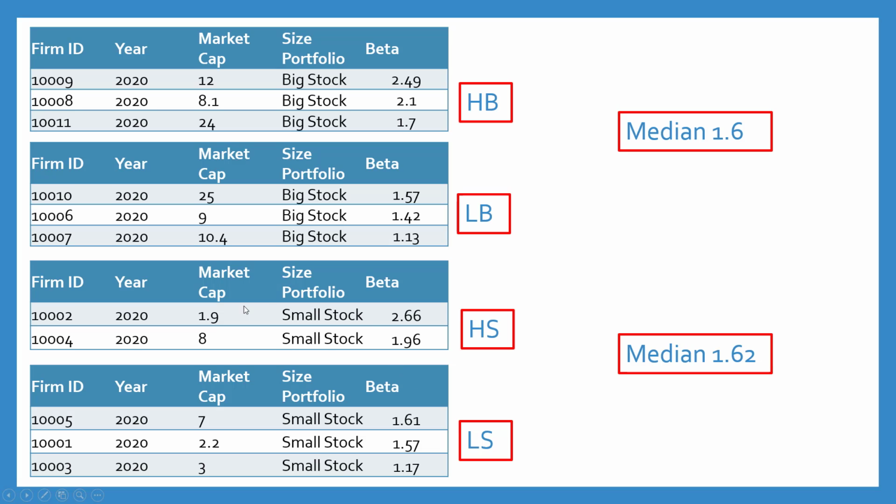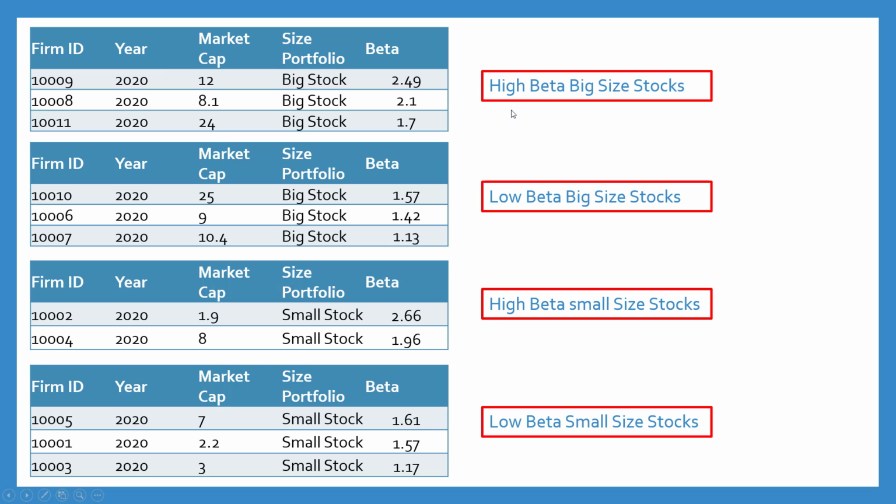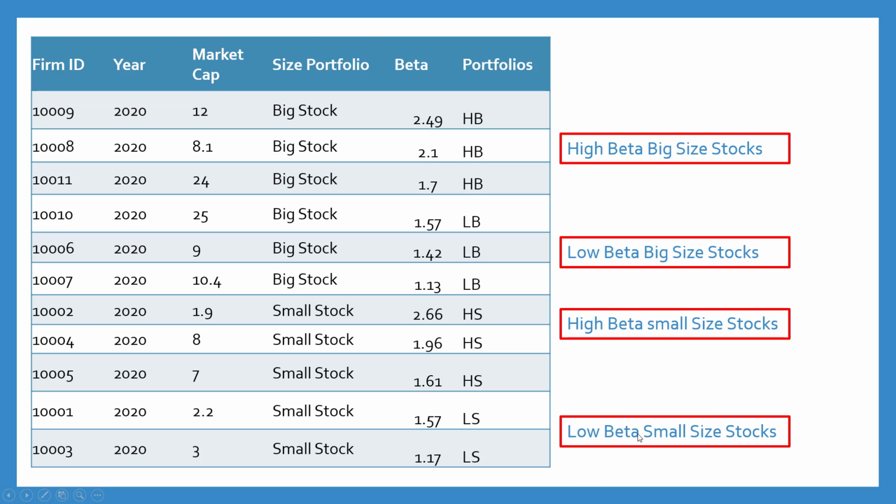The same would go for the small stocks. We would divide them on the basis of the median, being lower than and higher than the median. So these are the portfolio names that we have: the high beta big size stocks, the low beta big size stocks, the high beta small size stocks, and the low beta small size stocks. I have created a column that represents the name of these portfolios, and we would calculate the portfolio return in a similar way as we discussed in the bivariate independent sort.